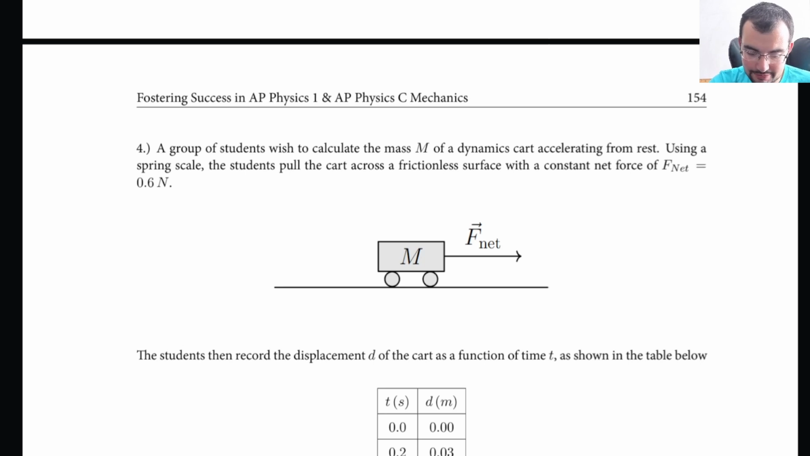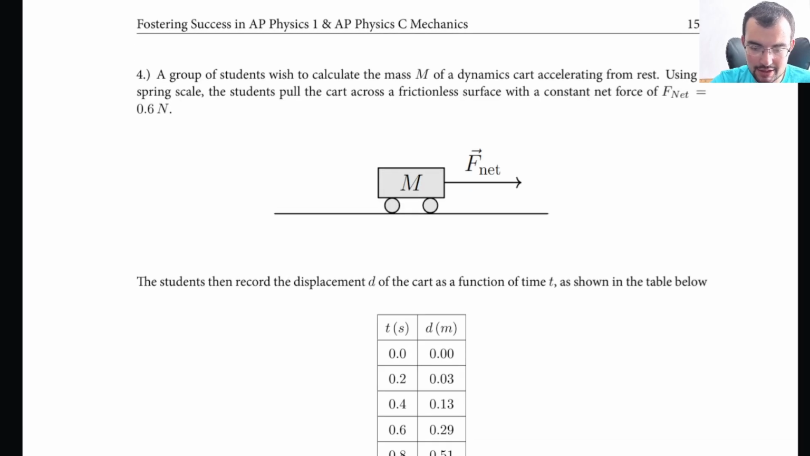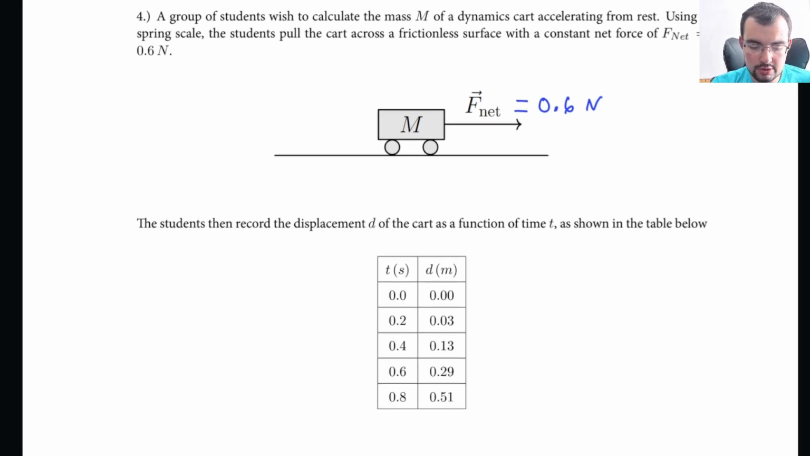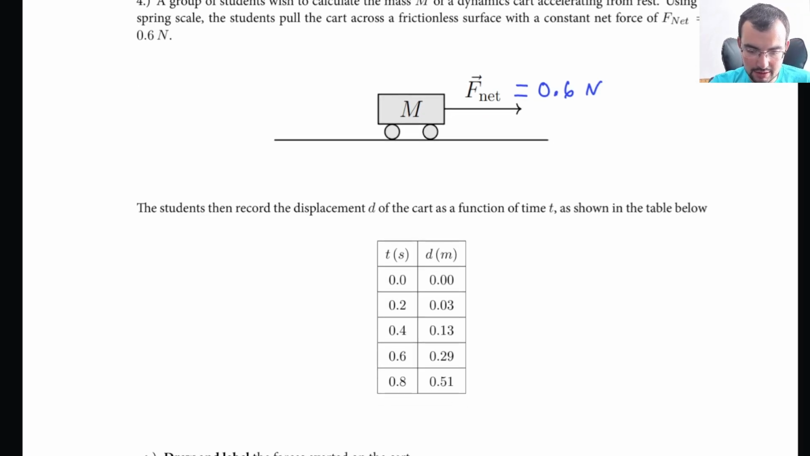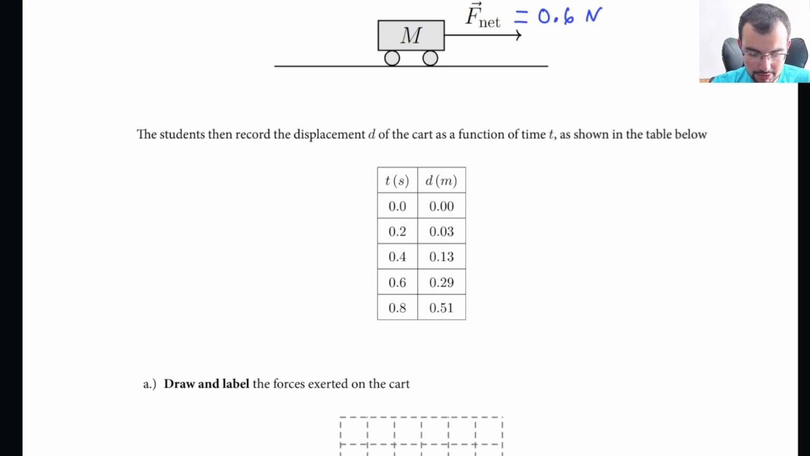So let's try that. A group of students want to calculate the mass m of a cart accelerating from rest. They pull the cart across a frictionless surface with a constant net force of 0.6 newtons. So we are given that the net force is constant and it is 0.6 newtons. The students record the displacement d of the cart as a function of time, as shown in the table.